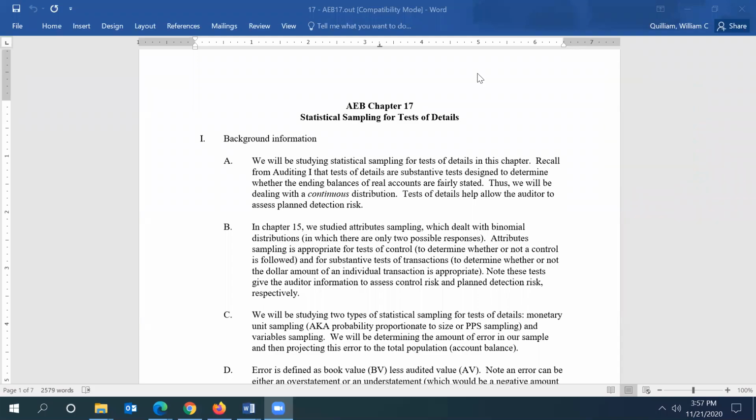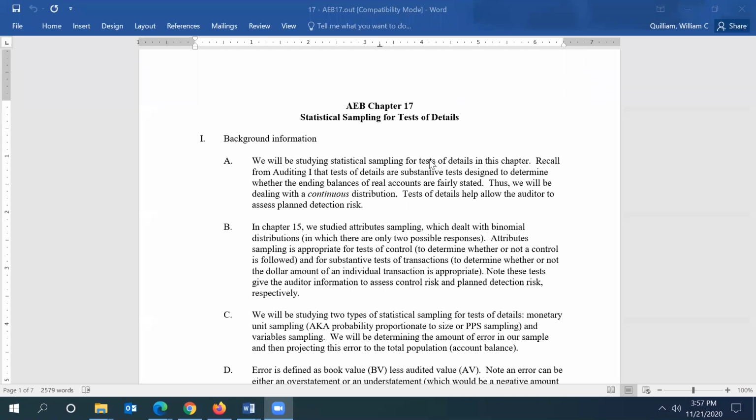So here in chapter 17, we're going to continue statistical sampling as we saw it back in chapter 15, but with a little difference. In chapter 15, we were looking at test transactions with a binomial distribution, such as: is the internal control followed, either yes or no. We would do that when we were doing tests of controls. But today we're going to be dealing with tests of details.